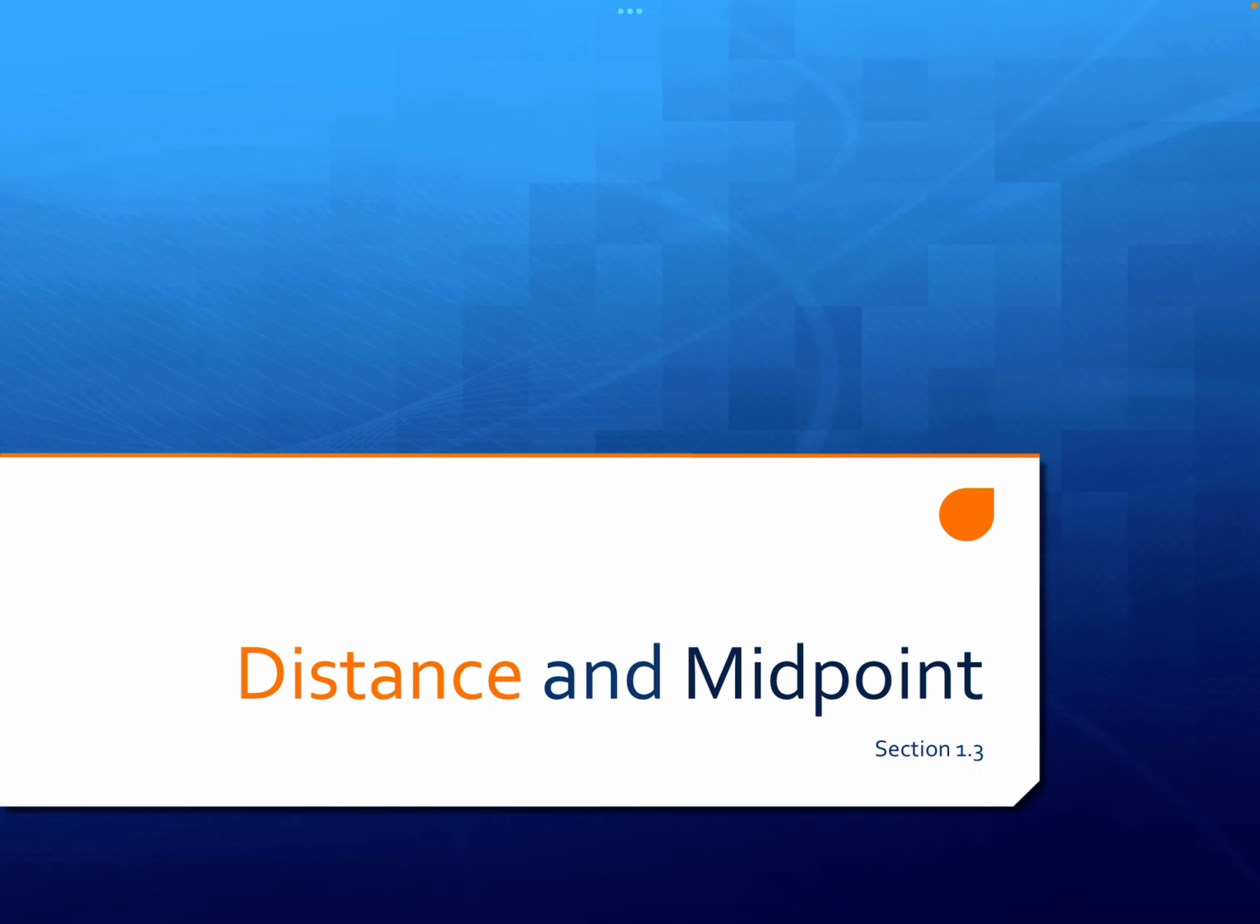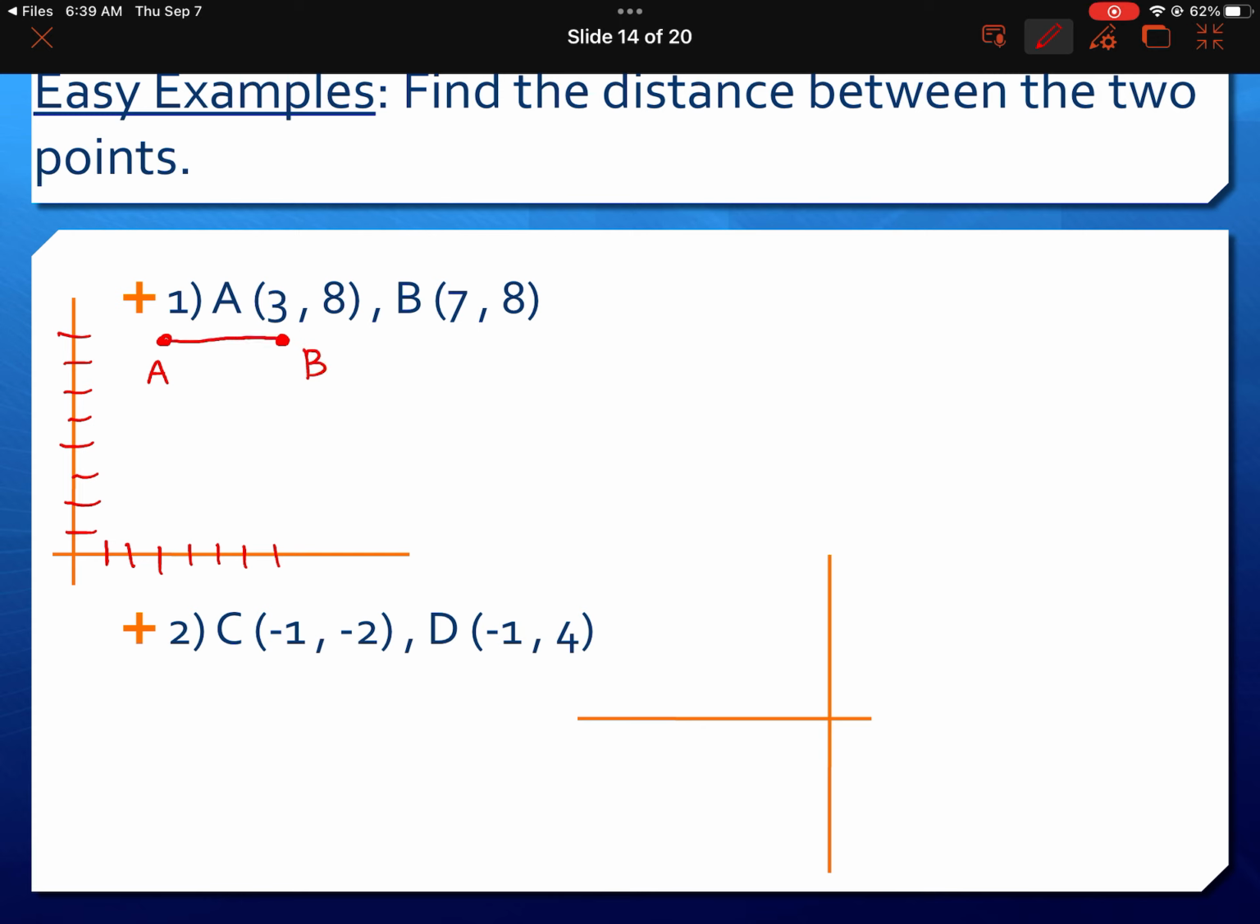So there's point A, I plotted it, 3 to the right, 8 up. I'm going to plot point B also. I have to go 7 to the right and 8 up. This time, we're not looking for midpoint, we want to find the distance between the points.